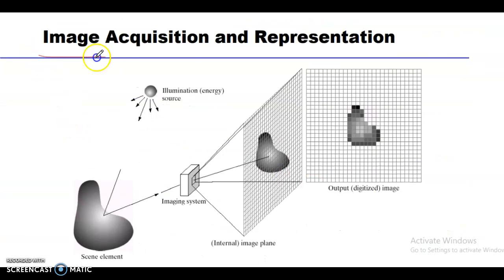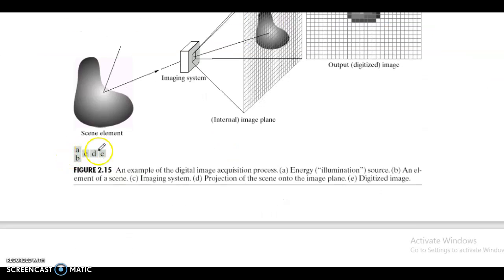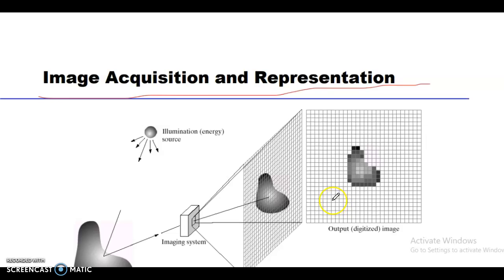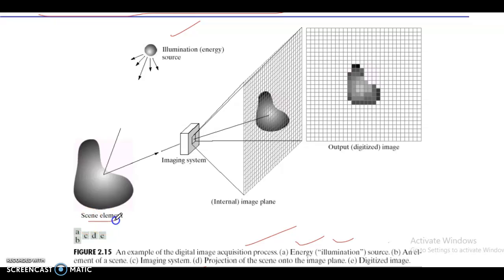Image acquisition and representation. Here, an example of the digital image acquisition process: energy illumination source and element of a scene, imaging system, projection of the scene onto the image plane, and digitized image. Here: illumination energy source, scene element, imaging system, internal image plane, output digitized image.